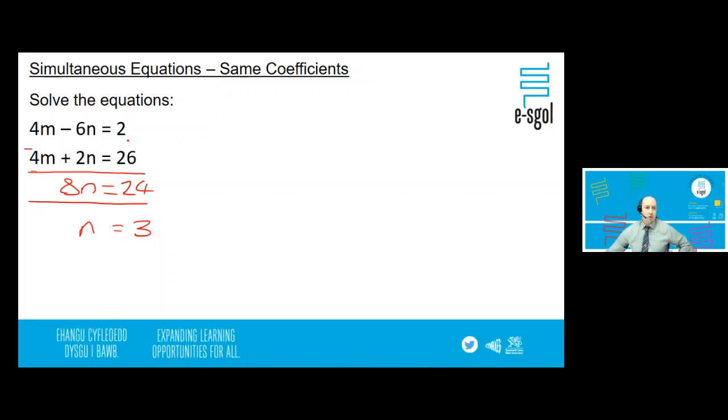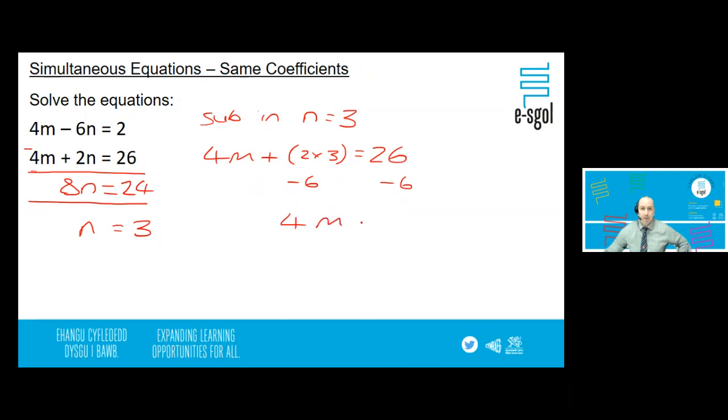Now, that's all the hard work done because you know one of the answers now. So what we're going to do is substitute in the value of n equal to 3. And I can pick any equation I want, the top one, the bottom one. I normally avoid the negatives because there's more chance of making a mistake. So I'm going to write 4m, and I'm not going to write 2n, I'm just going to write 2 times 3, because I know the value of n, and that is equal to 26. I know 2 times 3 is 6, of course, so at this stage I'll take away 6 from both sides. So that leaves me with 4m equal to 20. And then when I divide by 4, the value of m is 5. Okay.